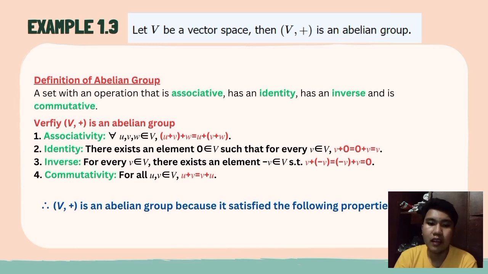For the inverse, for every v in V, there exists an element negative v such that v plus negative v is equal to negative v plus v is equal to 0. In the commutativity, for all u, v in V, u plus v is equal to v plus u. So therefore, the vector space with addition is an abelian group because it satisfies the following properties.